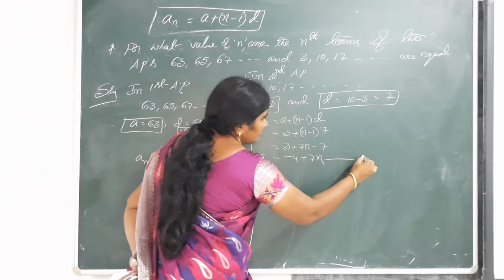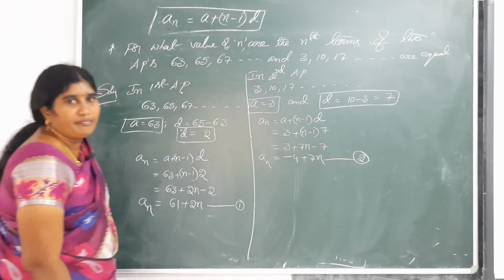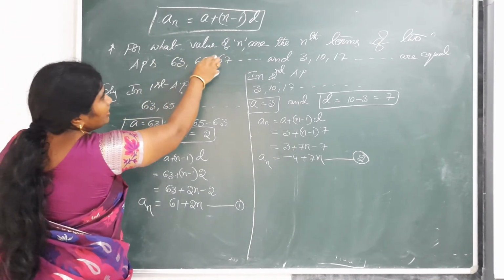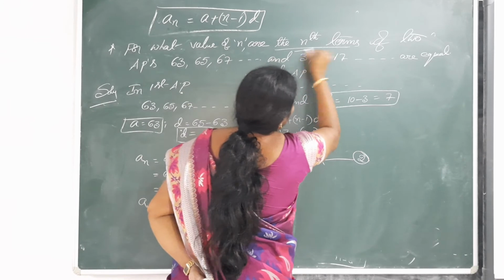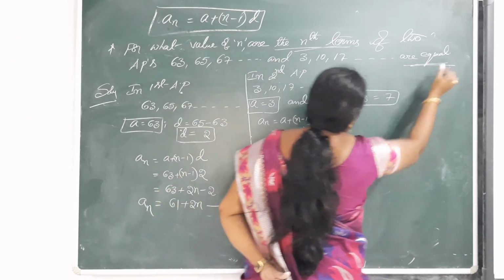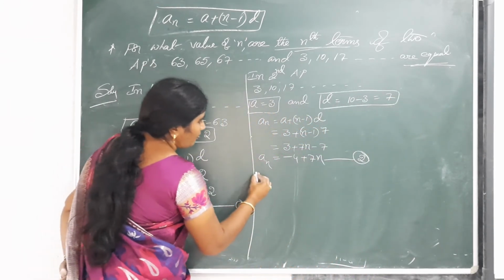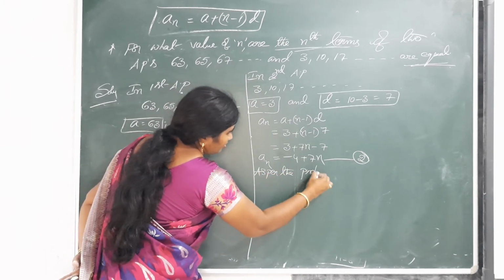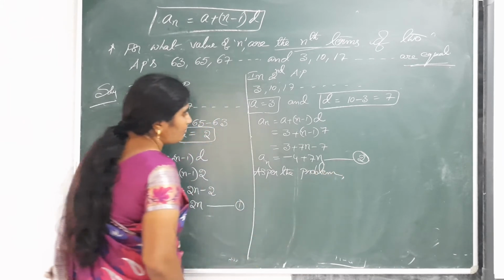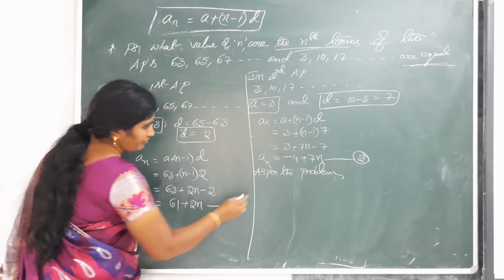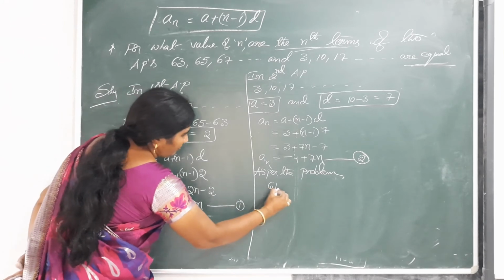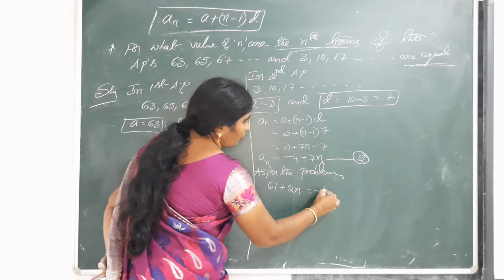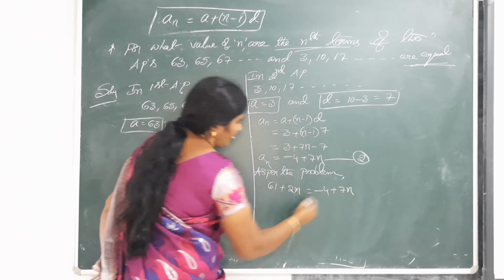This is the nth term of the second AP. As per the problem, in 2 APs the nth terms are equal. Here the first AP's nth term is 61 plus 2n, and in the second AP the nth term is minus 4 plus 7n.